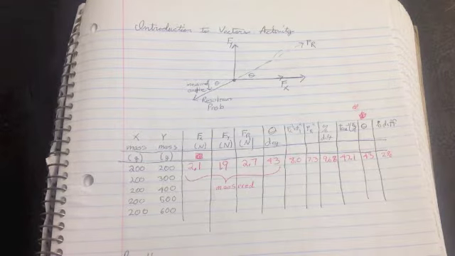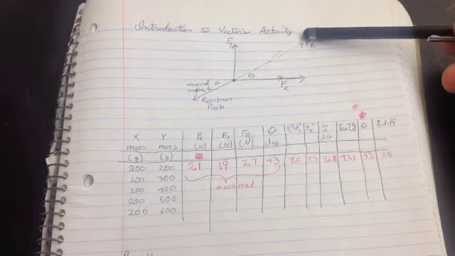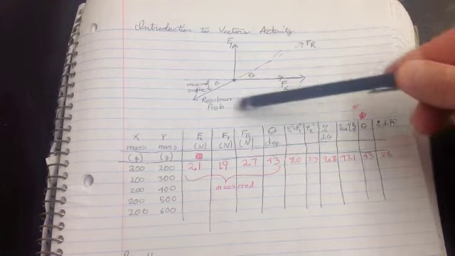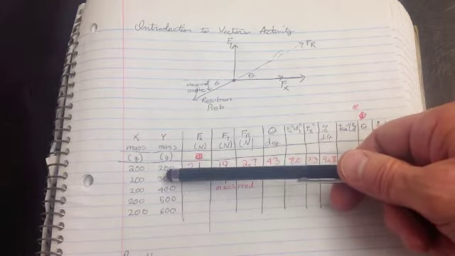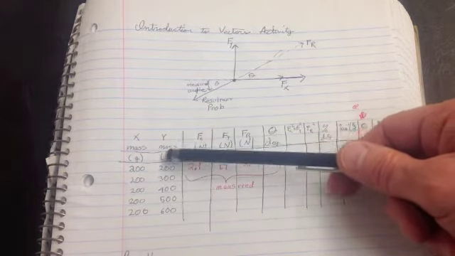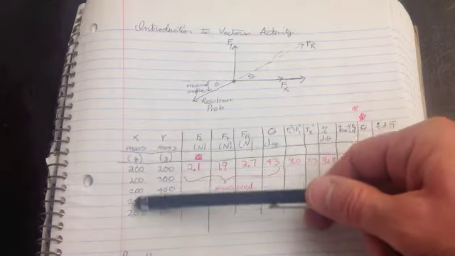Real quickly, I'm going to go over what I expect you to have in your lab notebook. I always want a title. I want Introduction to Vectors Activity, and I do want this diagram in here. There's a picture of the lab notebook on the website, so if you need more time than this video has to draw that diagram, you can always go back to the picture and it'll give you what the whole page looks like.